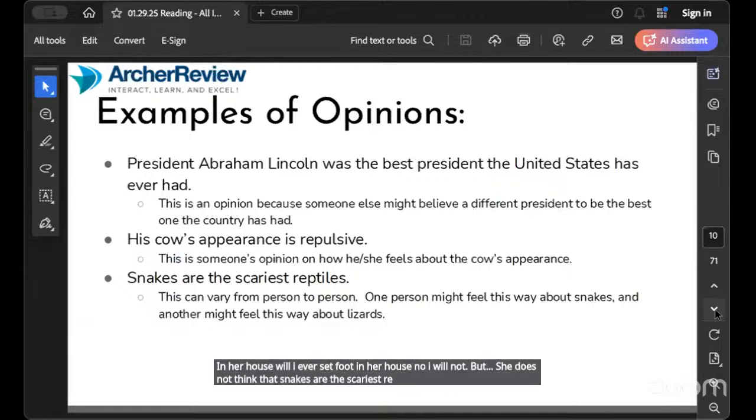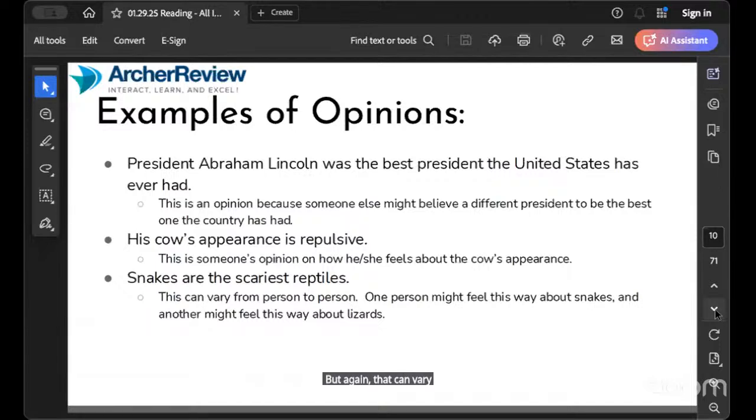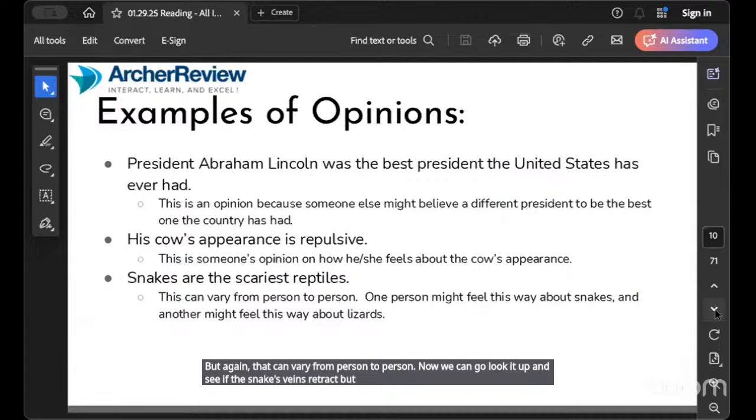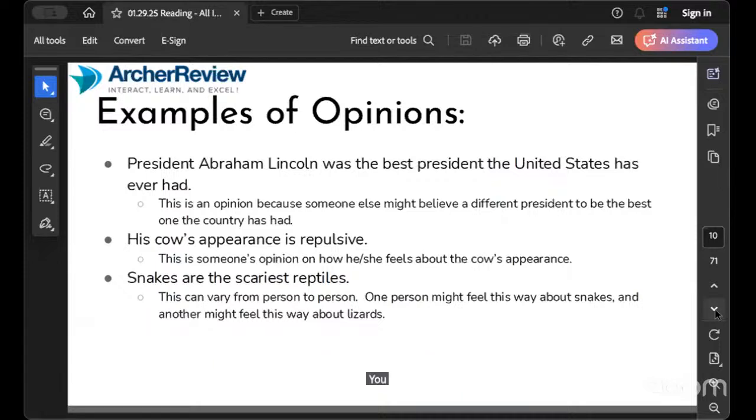She sits there and she pets them things and she lets them crawl all over her. And ooh, I'm getting heebie jeebies just thinking about it. But again, that can vary from person to person. Now we can go look it up and see if the snake's fangs retract. But the fact about if they're the scariest reptiles or not, that would vary from person to person. You kind of get the gist of it?